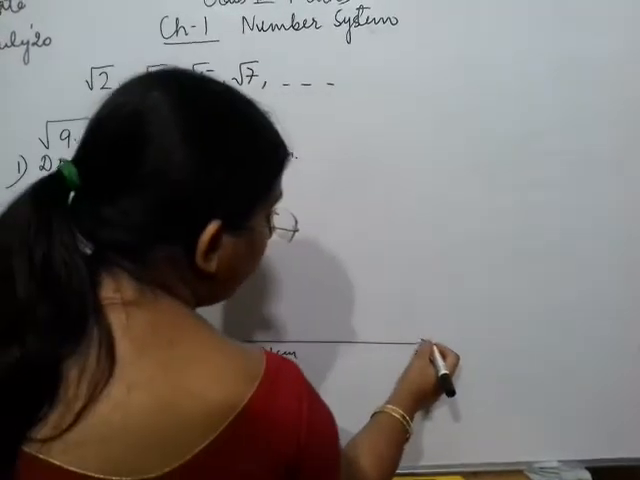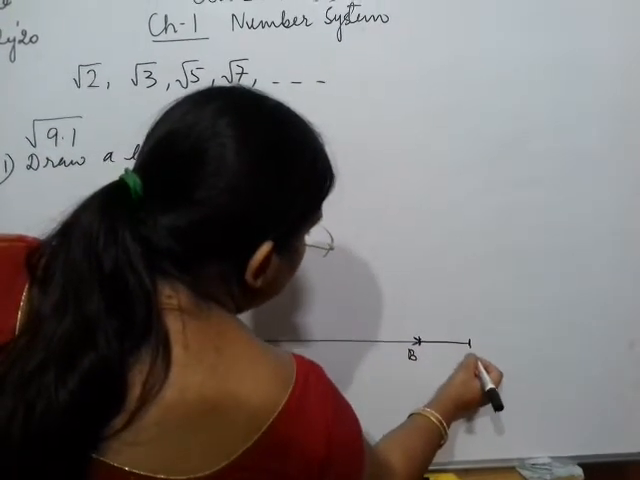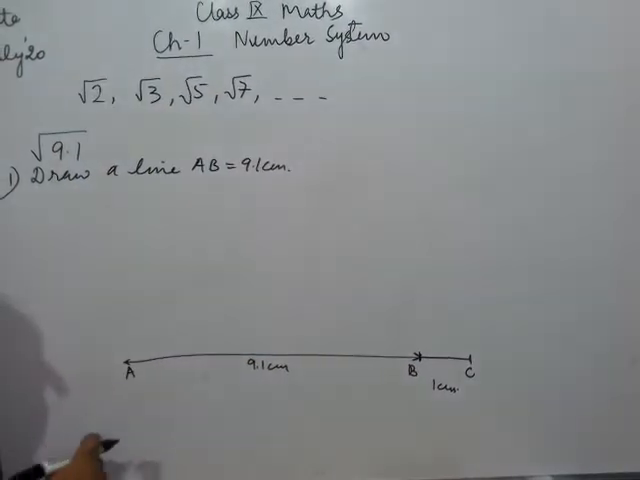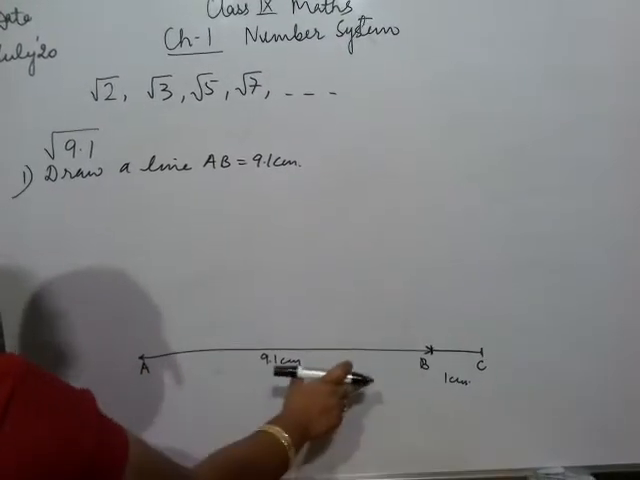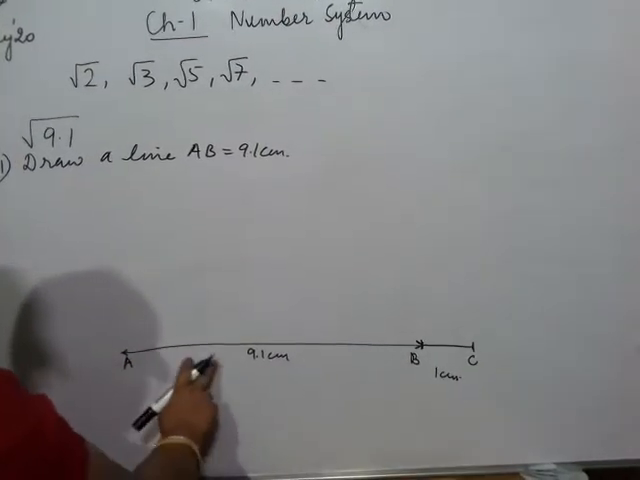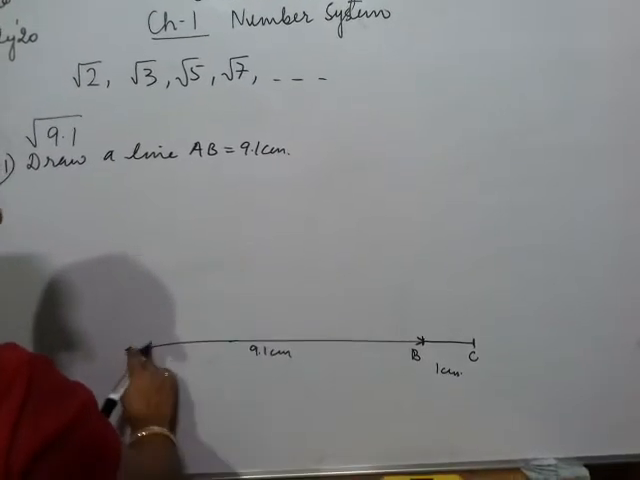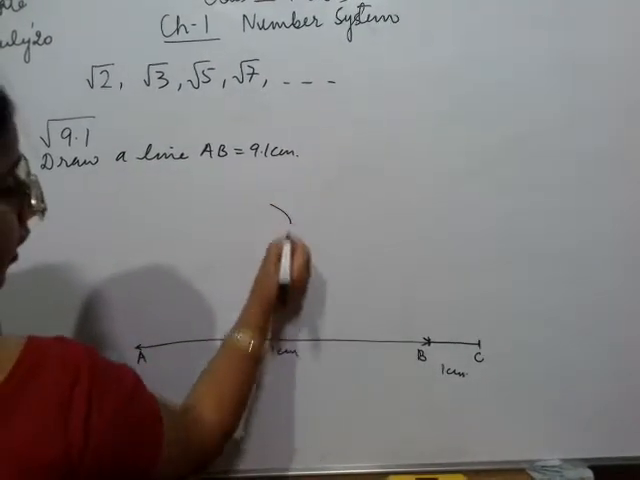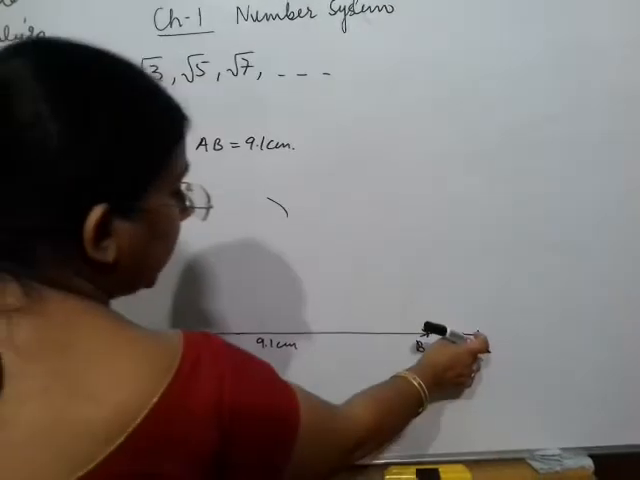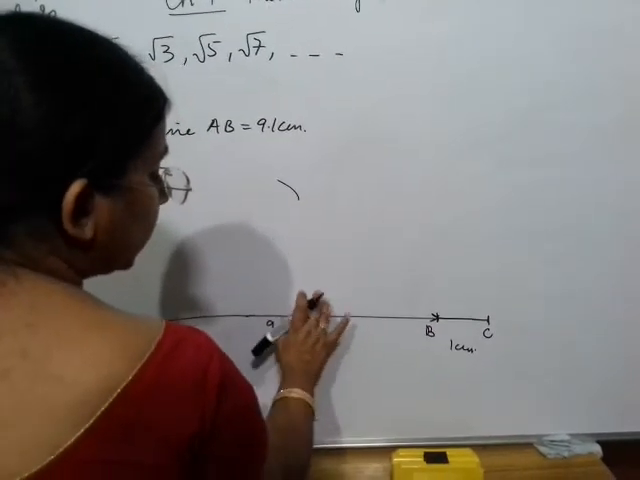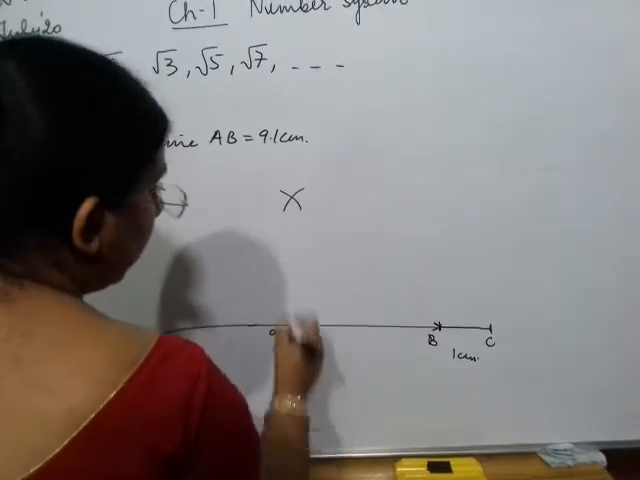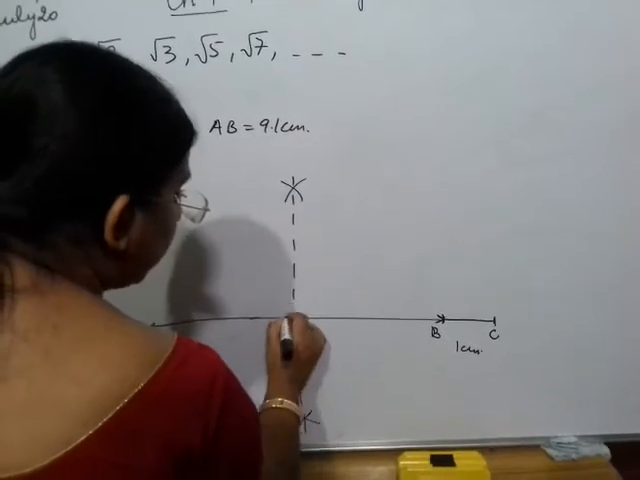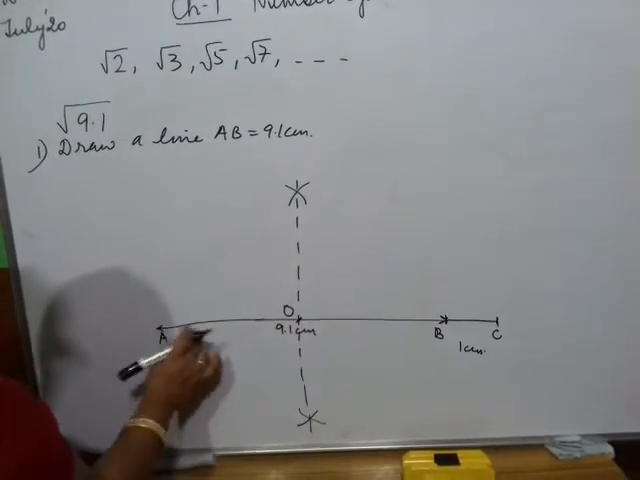Then from B, draw another 1 centimeter and name it C. So this is 1 centimeter. Now we need to find the center of AC, which is found by making the perpendicular bisector of AC. So we will draw an arc of more than half of AC upstairs and down. Then from C as a center, with radius more than half of AC, we will draw another arc and join this line. Now this center O represents the center of AC.